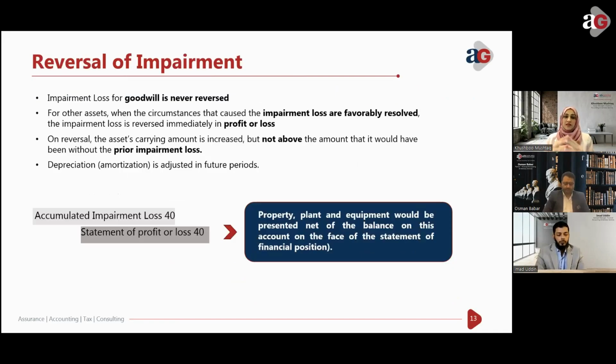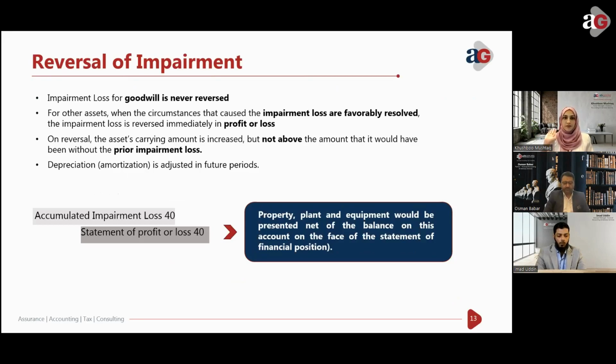There's another aspect in the standard which is very important, and usually we have seen, not very often, but yes, we have the reversal of impairment. So there are conditions when the impairment loss can be reversed. But it needs to be noted that the impairment loss for goodwill can never be reversed.